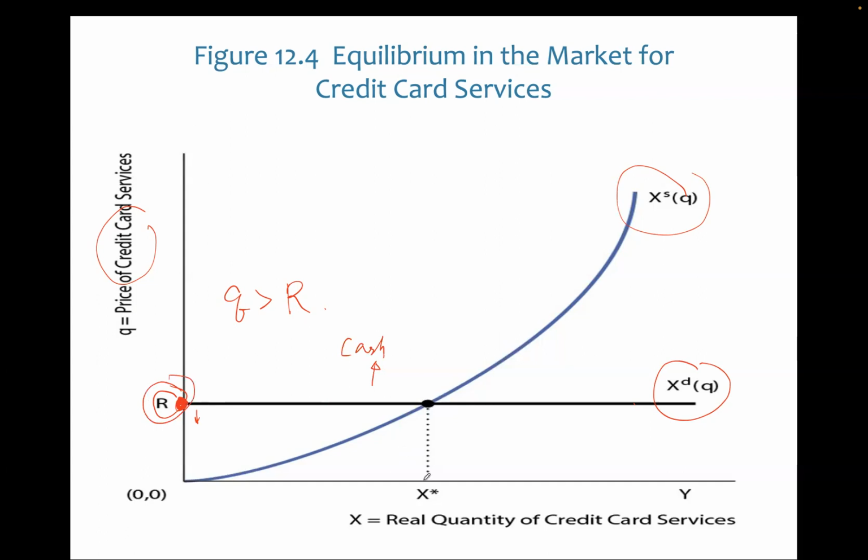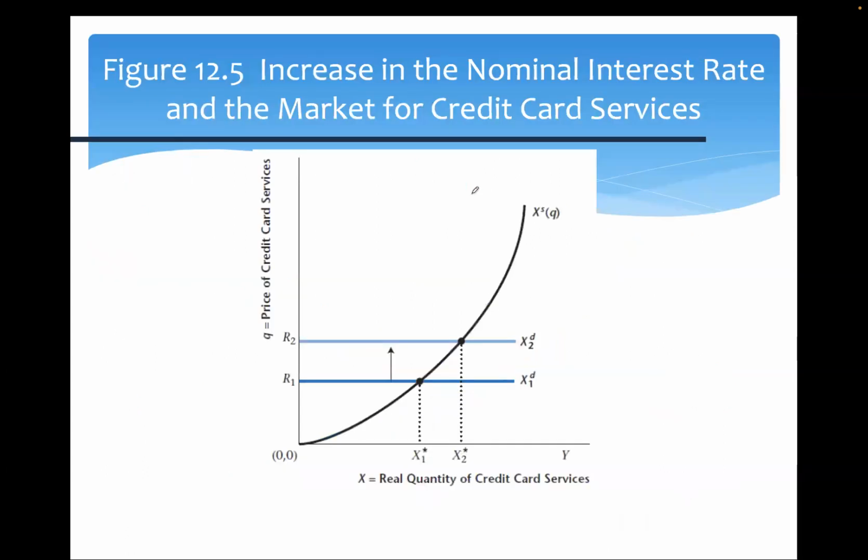But this immediately tells us the equilibrium real quantity of credit card service. And that immediately gives us the demand for money. So Y minus XD of Q is the demand for money, because the rest will go through currency, right? Now let's see what would happen if there's an increase in the nominal interest rate. How would that affect money demand?